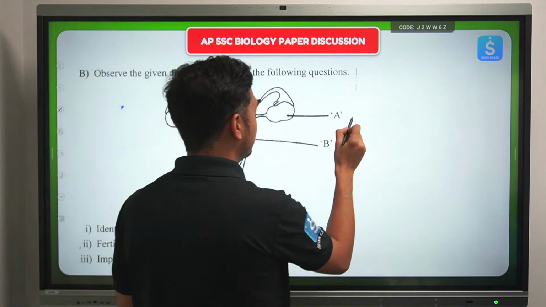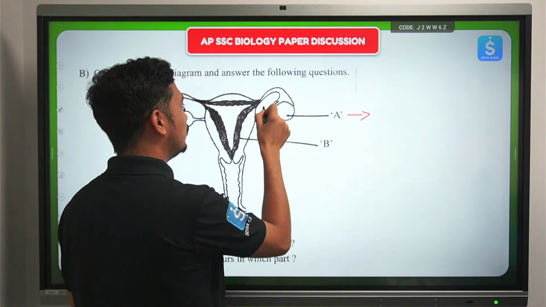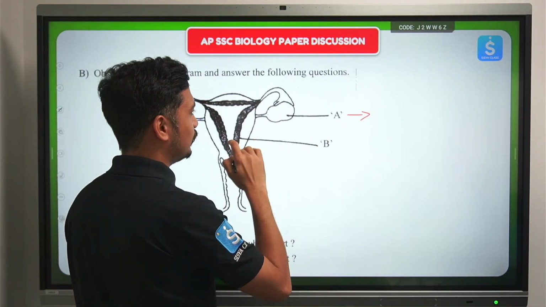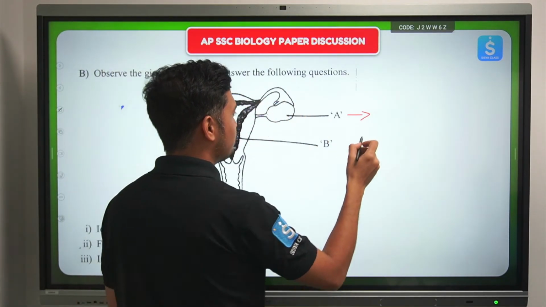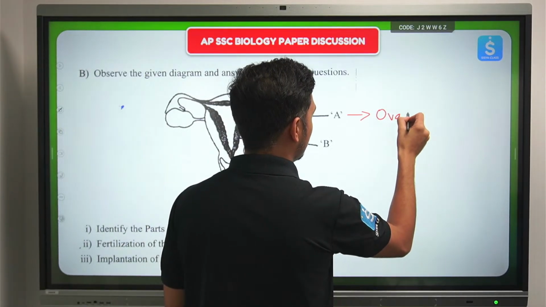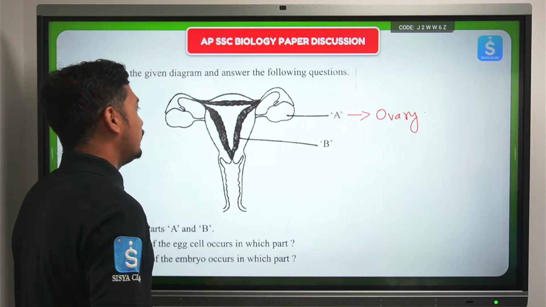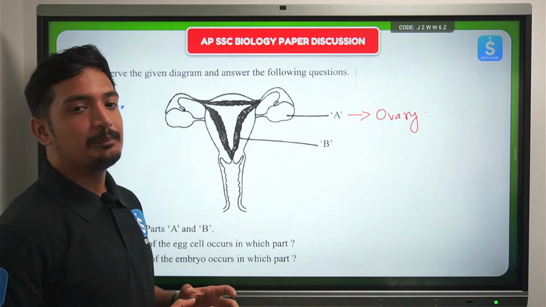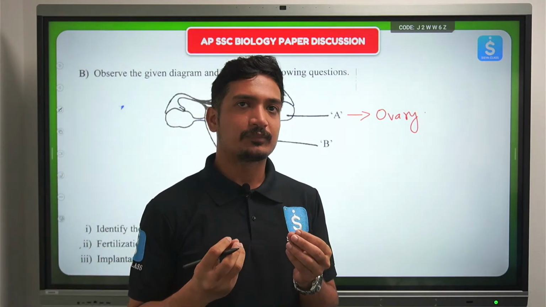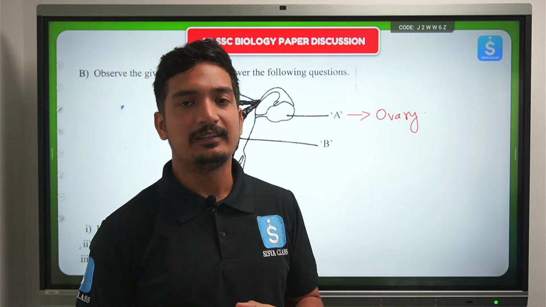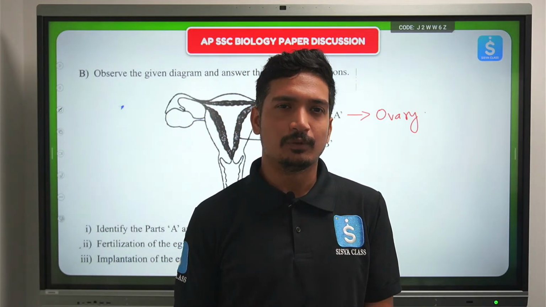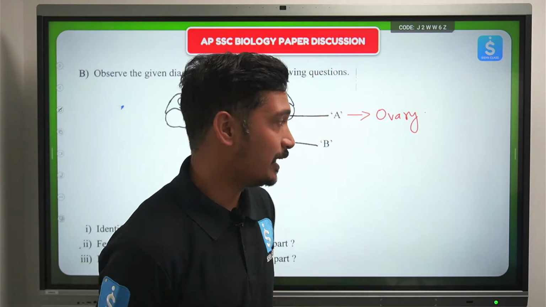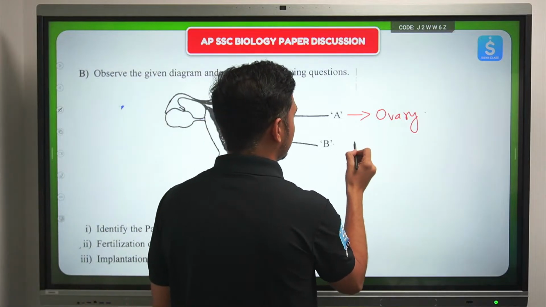So part A is nothing but the place where all the eggs are present, the female gametes or the ova are present. So this is actually called the ovary. And B part over here is the place where the zygote actually sits and the growth of a baby or a fetus takes place, right? So this place is actually the uterus.